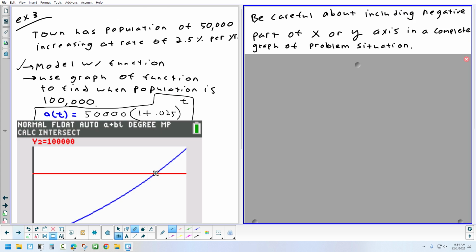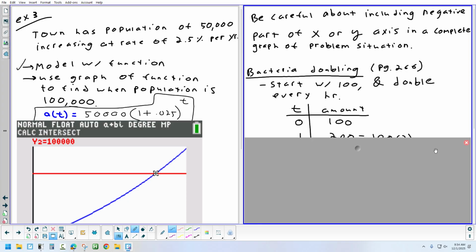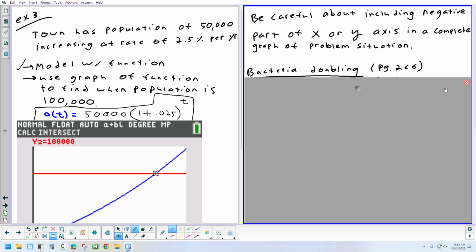When you're graphing, be careful about negatives. Negatives usually don't make sense because if one of them is time, you can't have negative time. Or if it's about people, you can't have a negative amount of people. All right, so now let's look at a formula for bacteria doubling. This is exponential growth too. Whenever something's doubling, that's exponential growth. It's just a particular kind of growth.